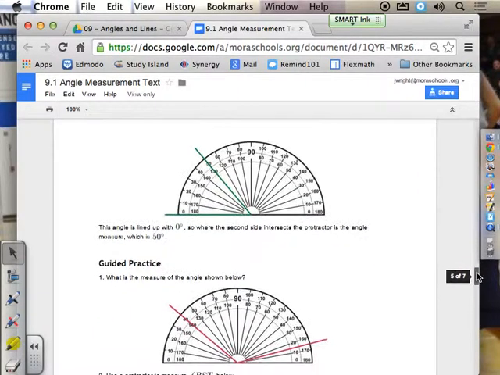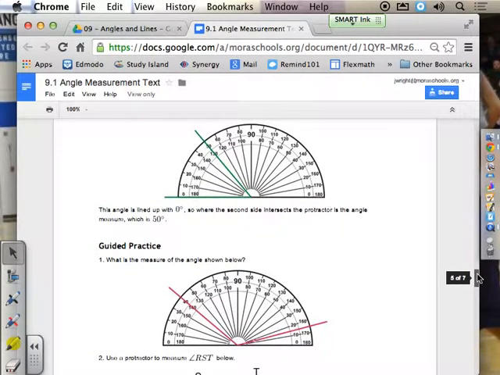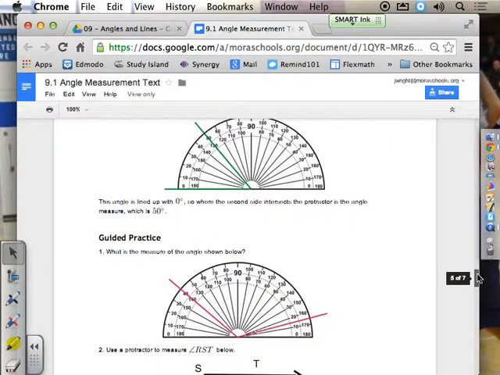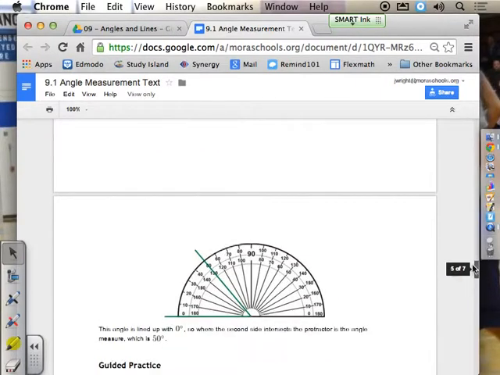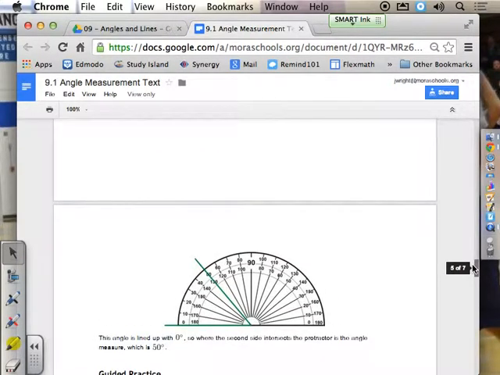Okay, as you come back, hopefully you started at 0 and you got here and you got 50 degrees. Between 0, 10, 20, 30, 40, you got 50 degrees and you labeled it correctly.